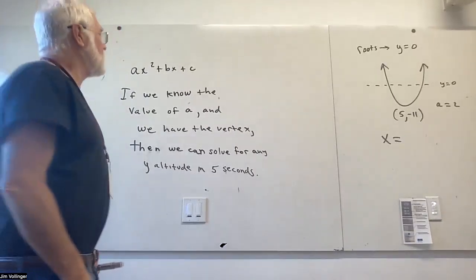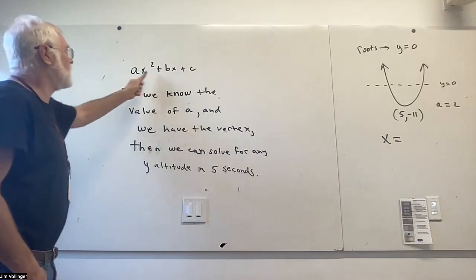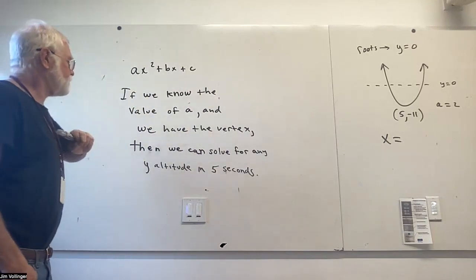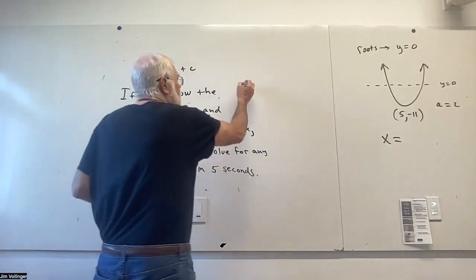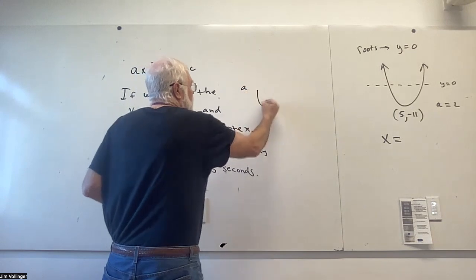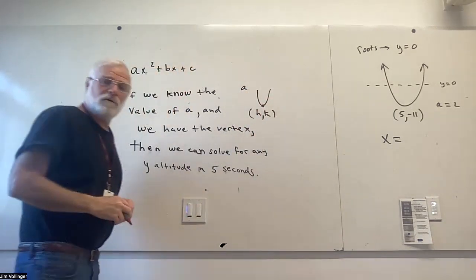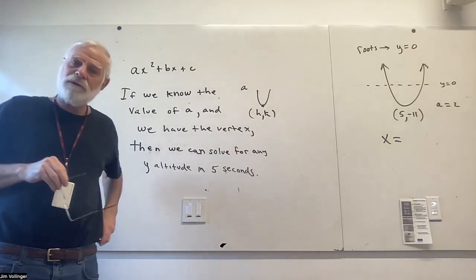No, we're looking at, if we know the value of A in the AX squared plus BX plus C model, and we have the vertex HK, so if we know A, and if we know HK, then we have the roots in 5 seconds or less. And I'd like you to have some practice with that.